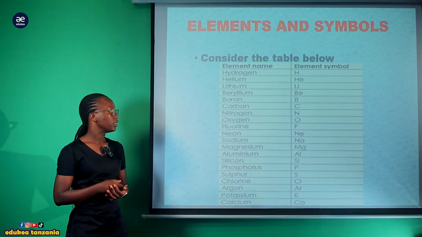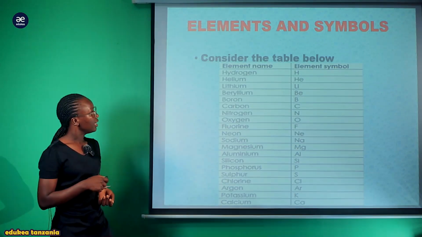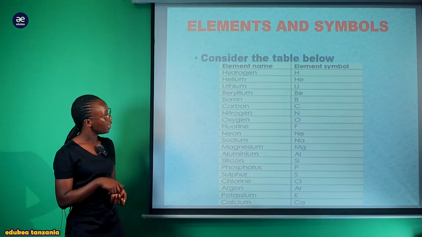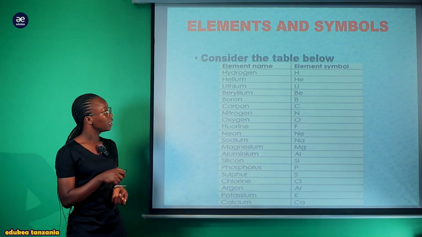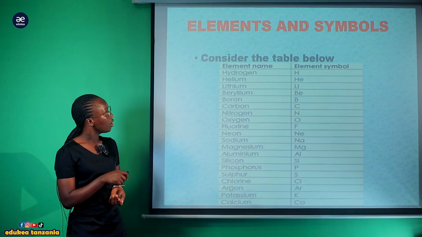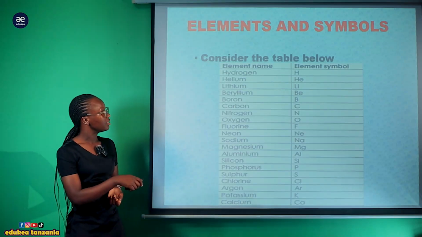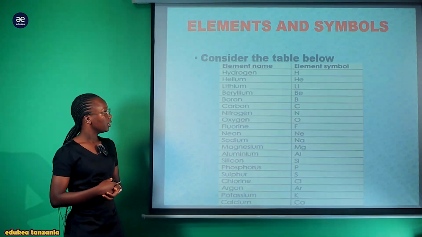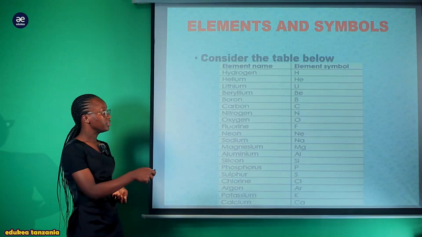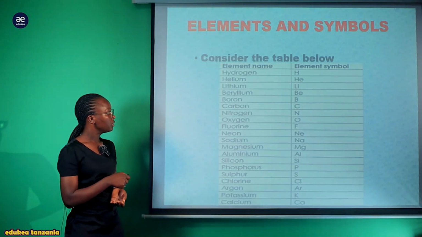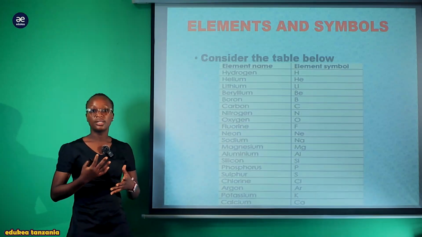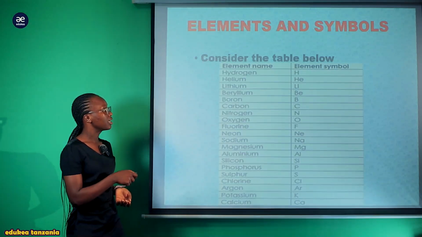As you can see there, hydrogen is represented by... you have to know the elements and their symbols. So once you meet B, you know B is what? It is boron. Once you meet fluorine, you are required to write the chemical symbol. You know that the chemical symbol of fluorine is F. So it will be easy for you once you master them.